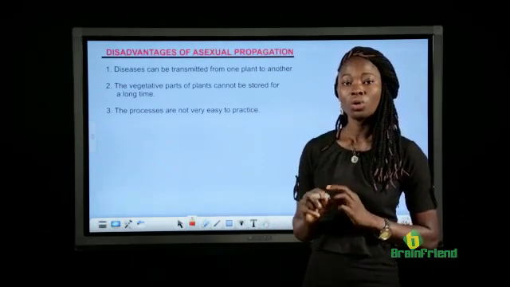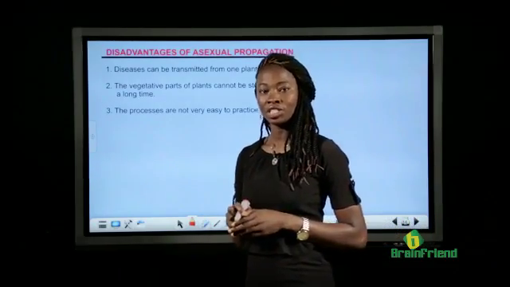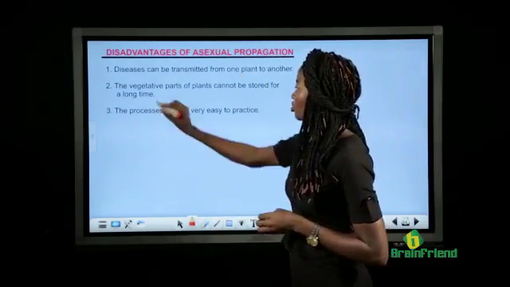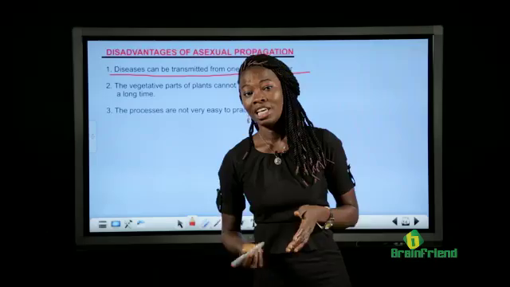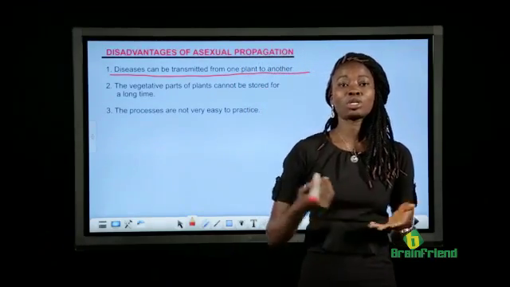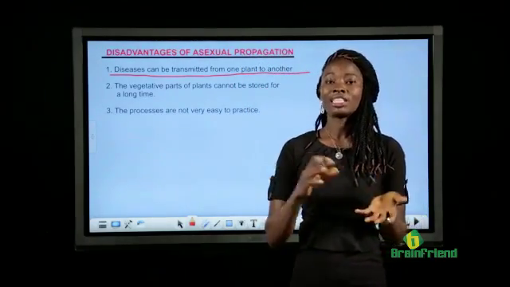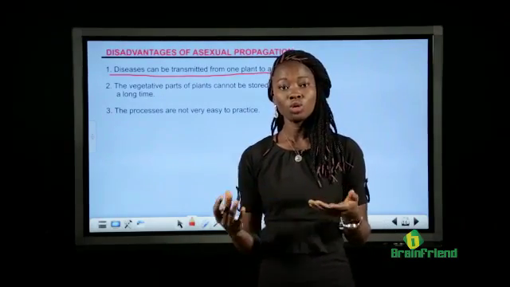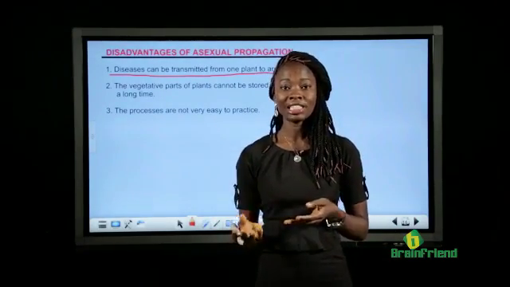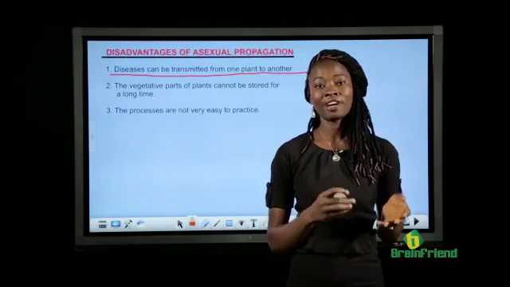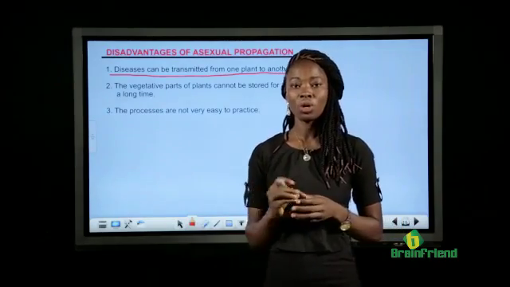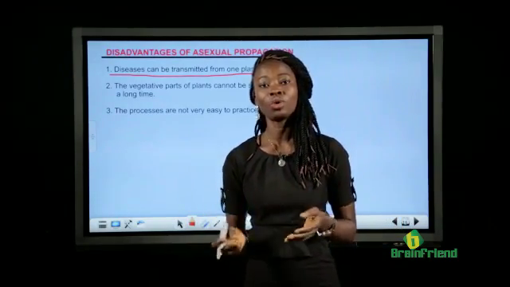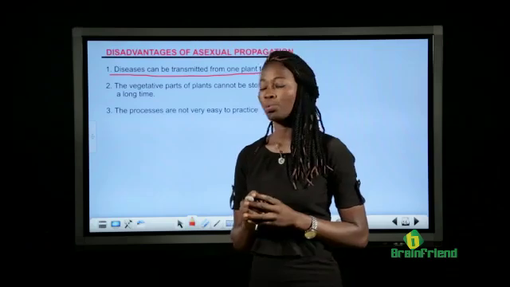Asexual propagation also has its disadvantages, and they are: 1, diseases can be transmitted from one plant to another. This is because a part of an old plant is just cut off or disconnected or attached to another plant to grow new plants. Through this process, if the old plant is already infected with a disease, it could easily spread to the other part of the plant that is being grown as a new crop.